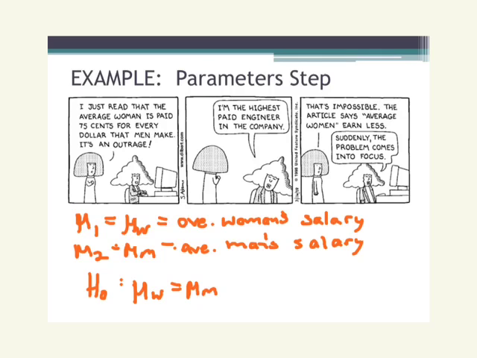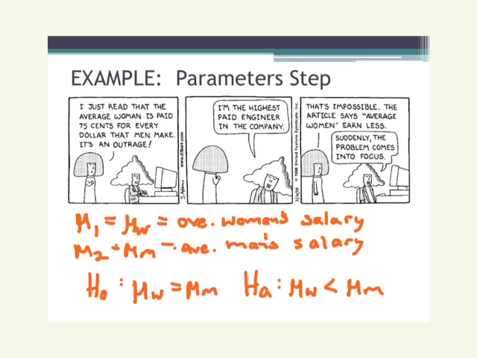All right, so we're writing that hypothesis. We're going to assume that they're equal, and then we'll kind of take the statement in the cartoon that says that women are paid less than men. So that would be our alternative hypothesis. So H sub A would be that mu sub W is less than mu sub M. And so that's what our hypotheses are going to look like. Really not a major change, but this is the way that we'll write those.